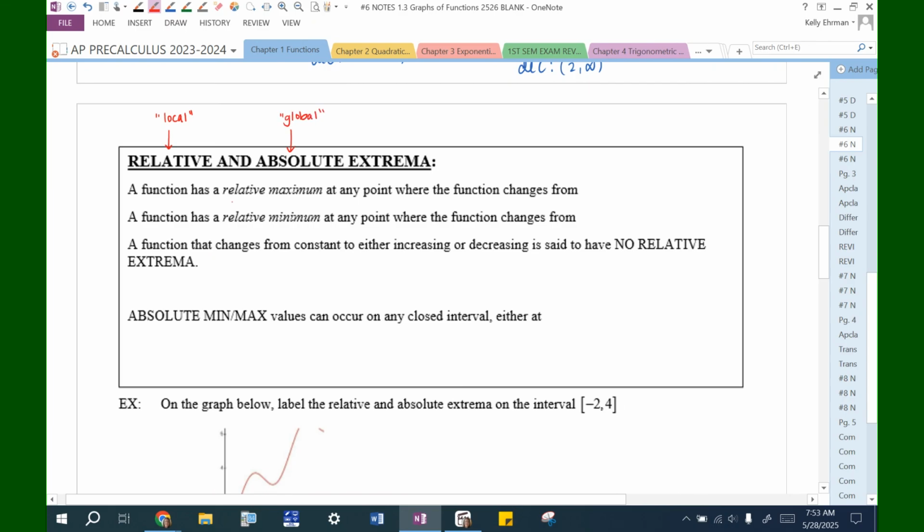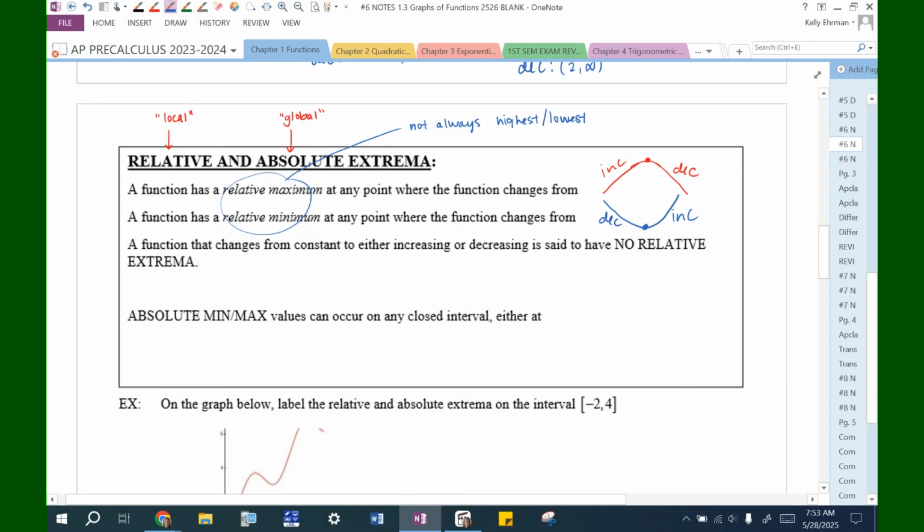A function has a relative maximum at any point where the function changes from increasing to decreasing. That makes sense, right? This is a relative maximum right here, this point. A function has a relative minimum at any point where the function changes from decreasing to increasing. And the relative minimum would be right here. Relative max and relative min do not have to be the highest point, not always highest or lowest. It's just where the function is changing behavior like that.